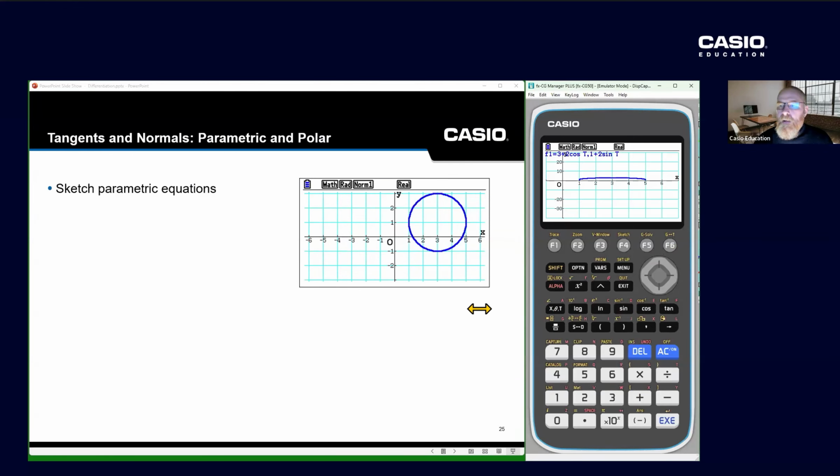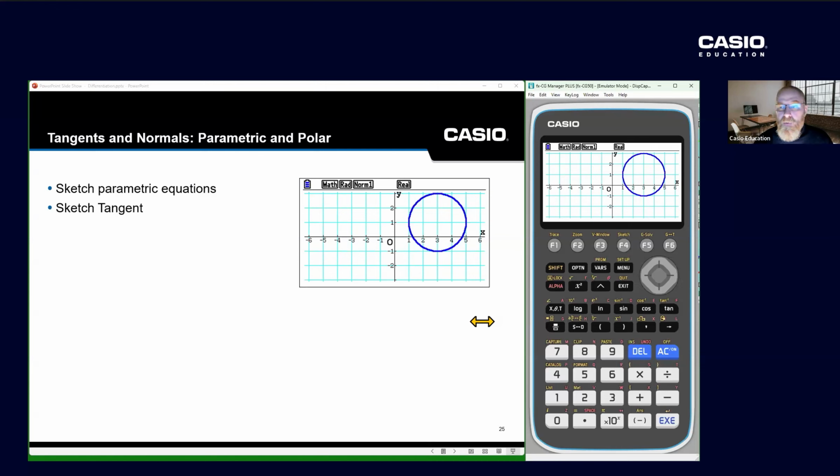Okay. And I'm not getting the circle as expected because remember these are not square axes, so I need to go Shift View Window and use the initial settings. These are square, so that gives me a nice looking circle.